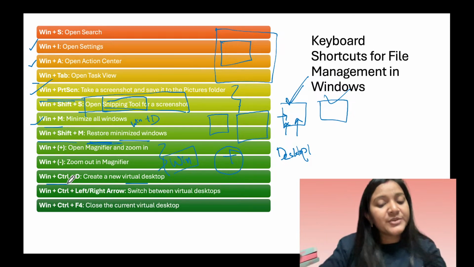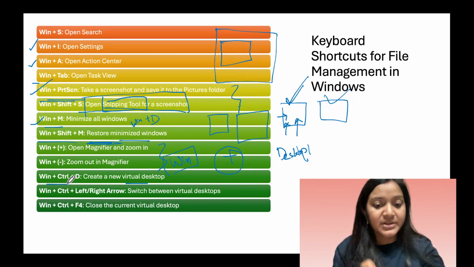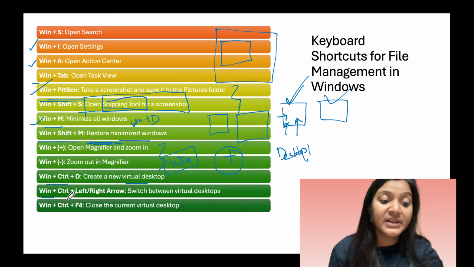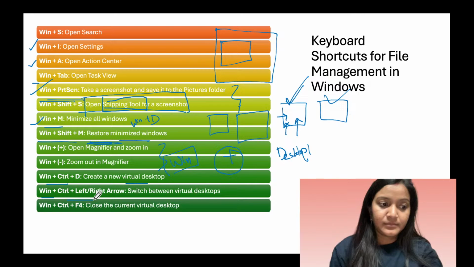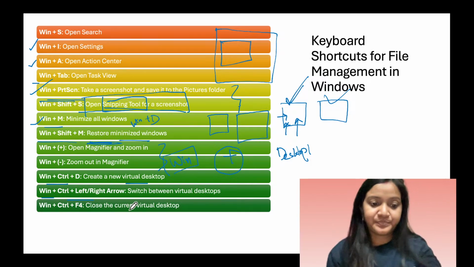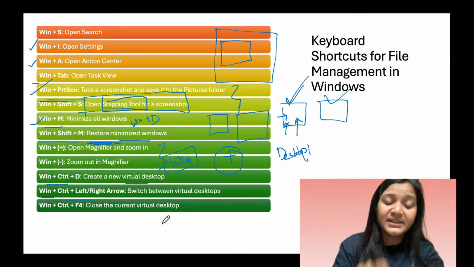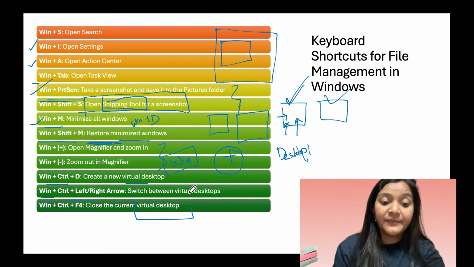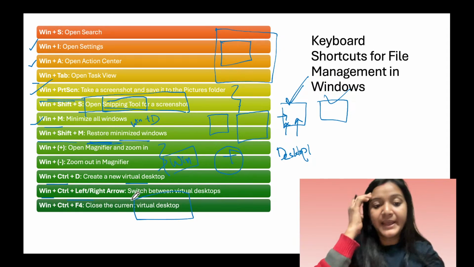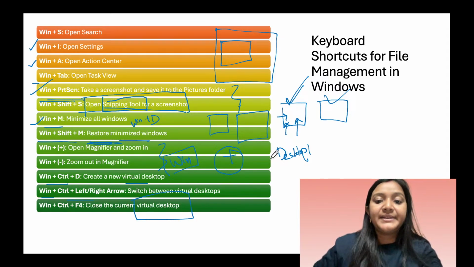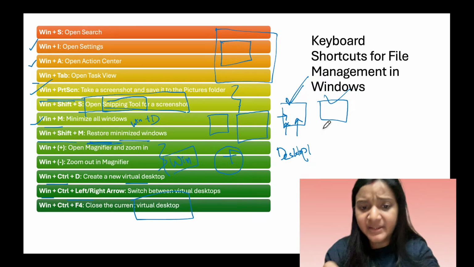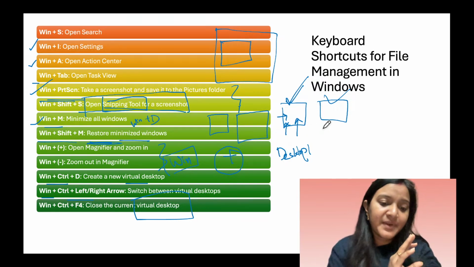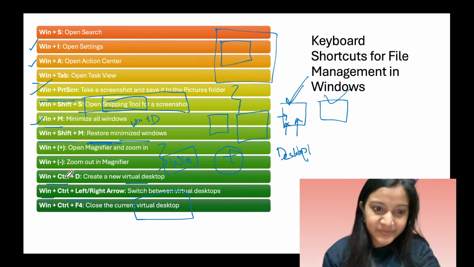Now you have to switch between the virtual desktops. Switch means going from one to another. So what will you do? Windows Control left arrow, Windows Control right arrow. Okay. And if you have to close the current virtual desktop, I hope everybody knows. And even if you don't know, just try creating it. If you see it practically in your computer, then it will be clear to you. Just try with this shortcut.